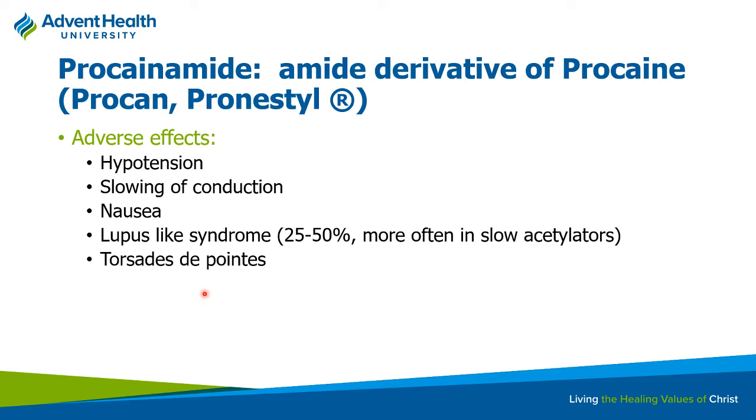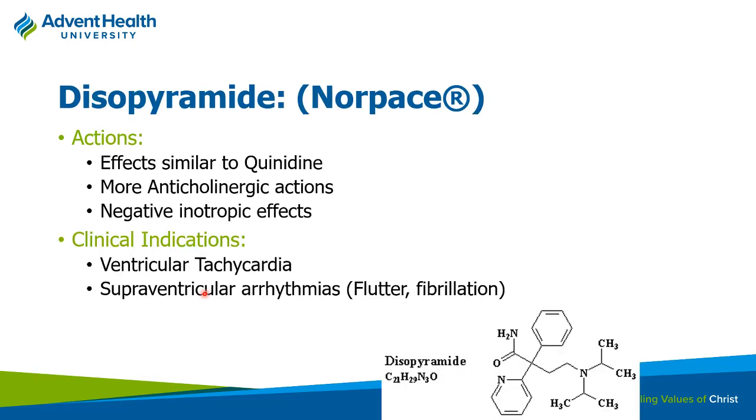And again, prolonged QT and torsades are going to be another risk with these drugs, just like we saw with quinidine. And then this last one is going to be disopyramide.